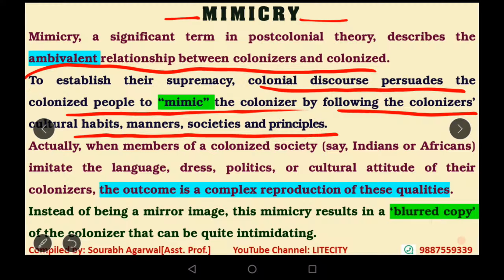But when the members of a colonized society, Indians or Africans, begin to imitate the language, dress, politics or cultural attitude of their colonizer, the outcome is not a very simple reproduction of these qualities. To understand this concept, we can take a metaphor. They wanted a mirror image, but instead of totally blindly copying them, mimicry results in a blurred copy of the colonizer, and this blurred copy can be quite intimidating for the colonizer. He is horrified to see the result.